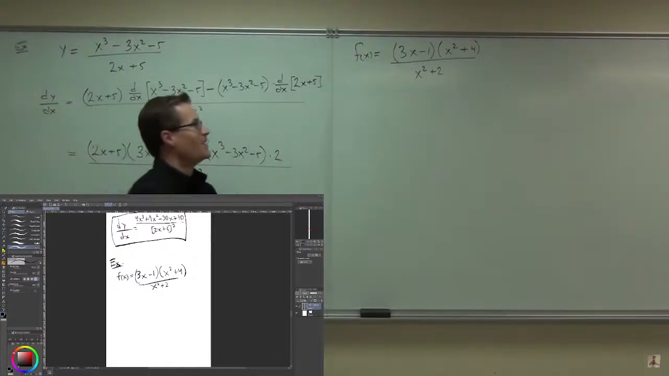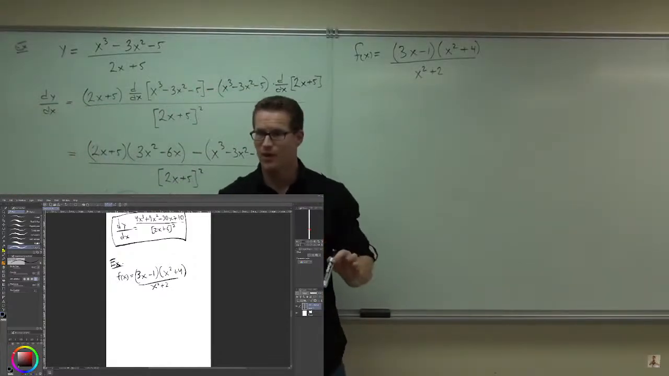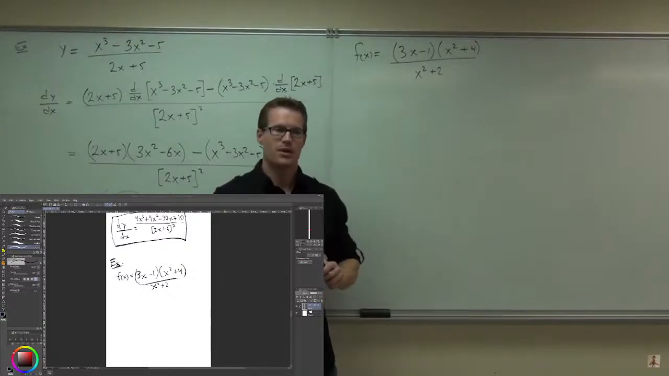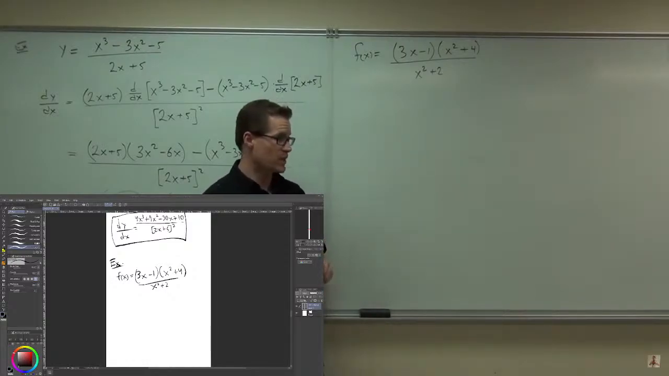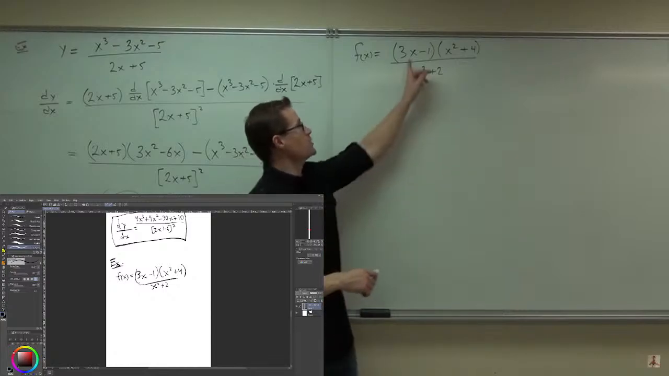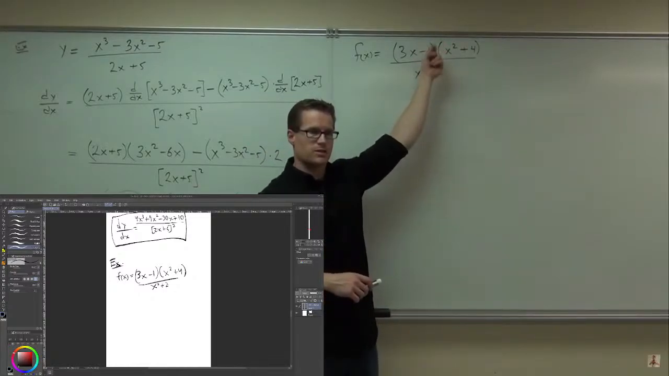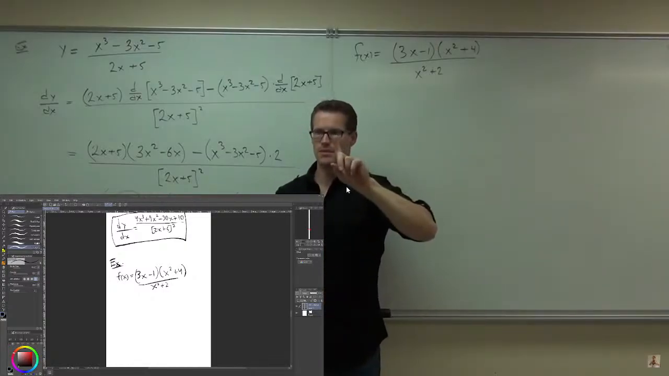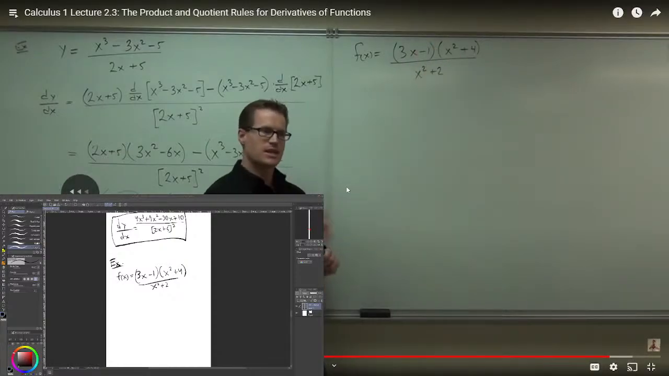Now, we're going to do this the hard way. We're going to do the hard way because I want you to see it. But there is an easier way to do this. The easier way to do this would probably be to distribute this, combine like terms, and then use one quotient rule, right?